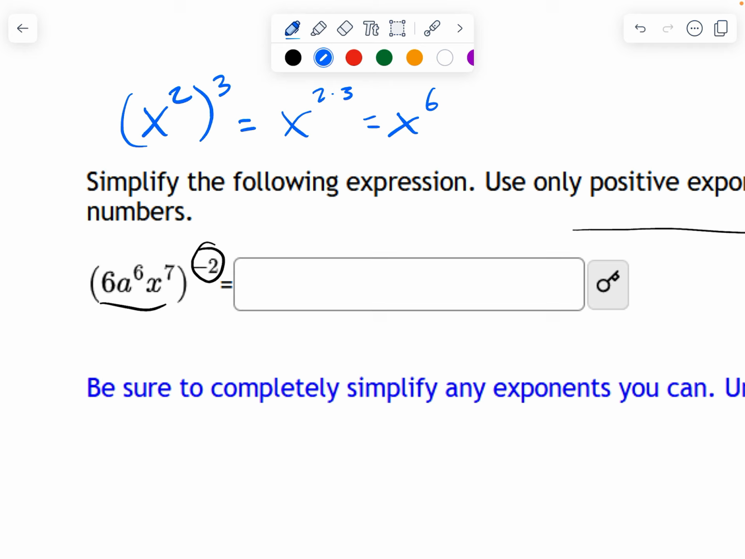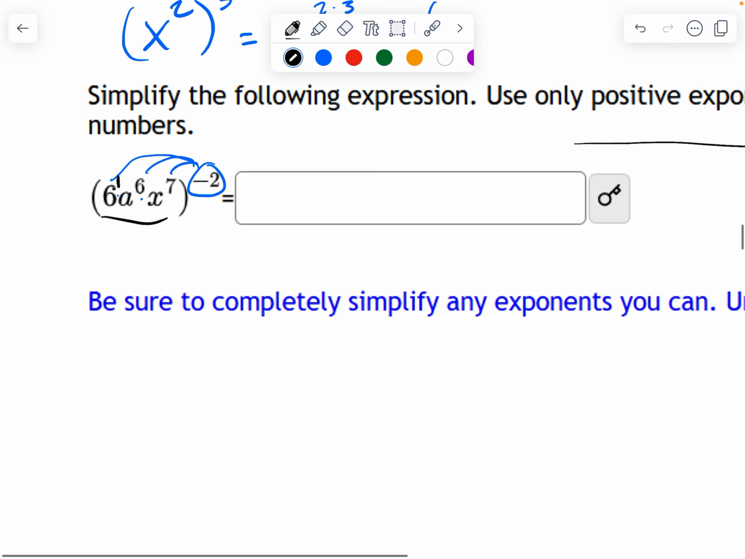Now, if I have multiple things that are all being either multiplied or divided inside of some parentheses here, I can take that exponent and distribute it to all the exponents on the inside. Now keep in mind that 6 has an exponent too. Do not forget to distribute to it.